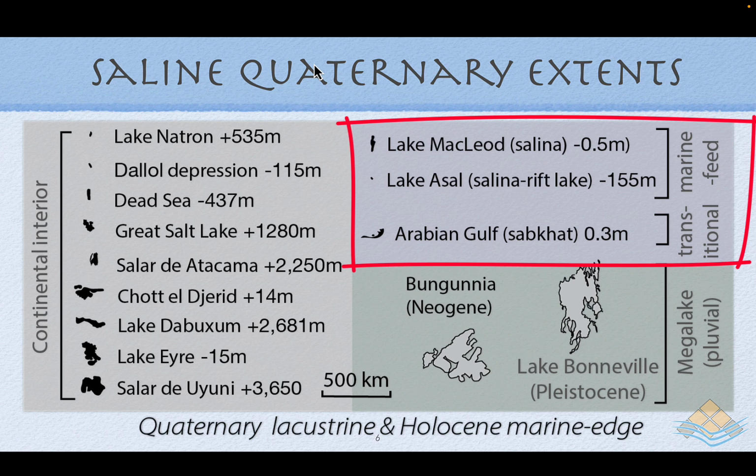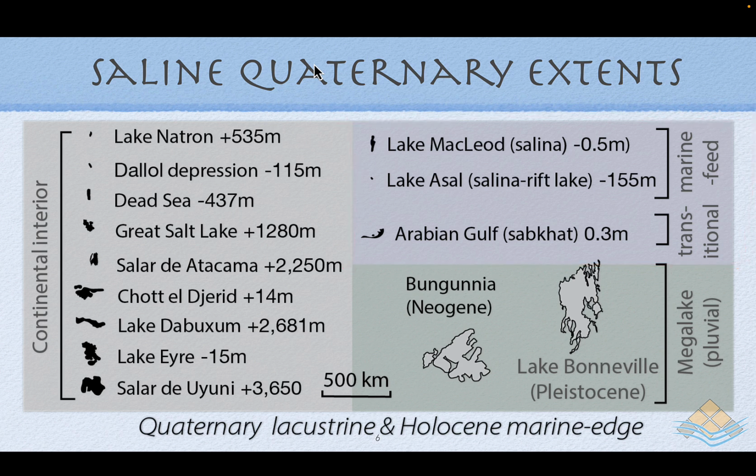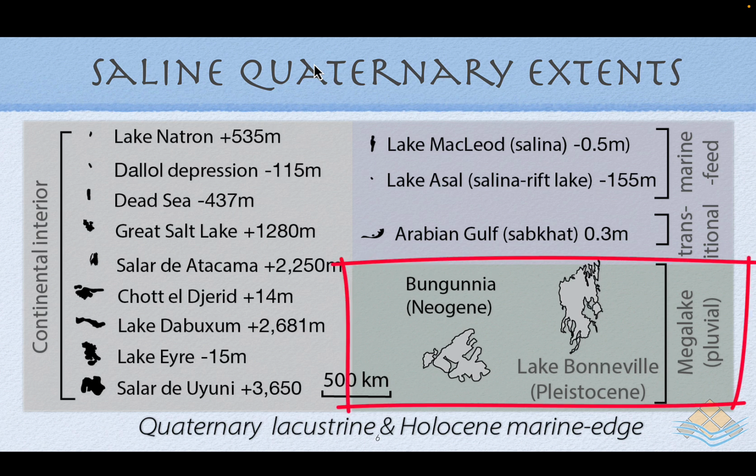In terms of the coastal setting, I've put Lake McLeod on there and Lake Assal. I've actually enlarged Lake Assal so it's visible on this map, along with the Arabian Gulf Sabkas. For comparison, I've put a couple of ancient lakes. I put in the size of Lake Bonneville, which we'll discuss in the next chapter, and also Lake Bungunnia, which is a Neogene lacustrine system in inland Australia.